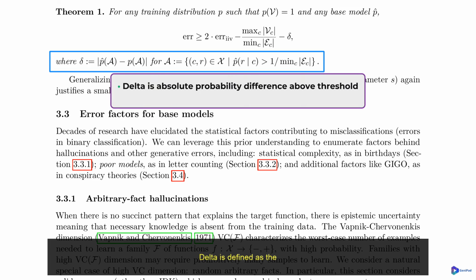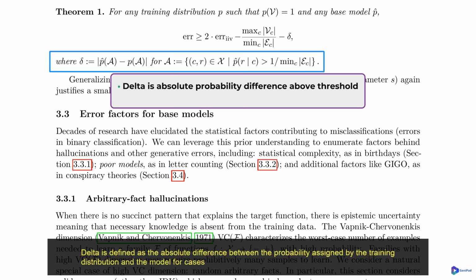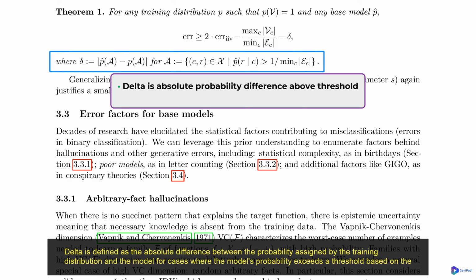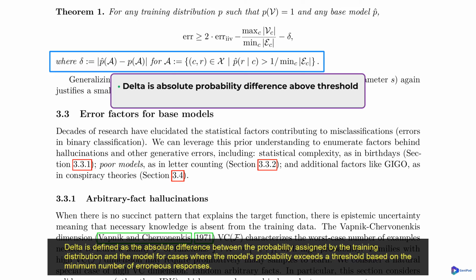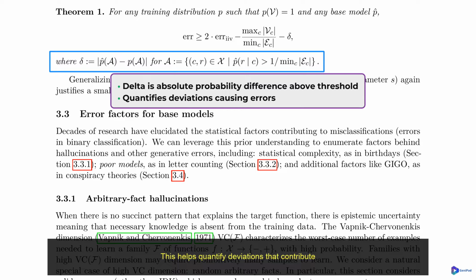Delta is defined as the absolute difference between the probability assigned by the training distribution and the model for cases where the model's probability exceeds a threshold based on the minimum number of erroneous responses. This helps quantify deviations that contribute to errors.